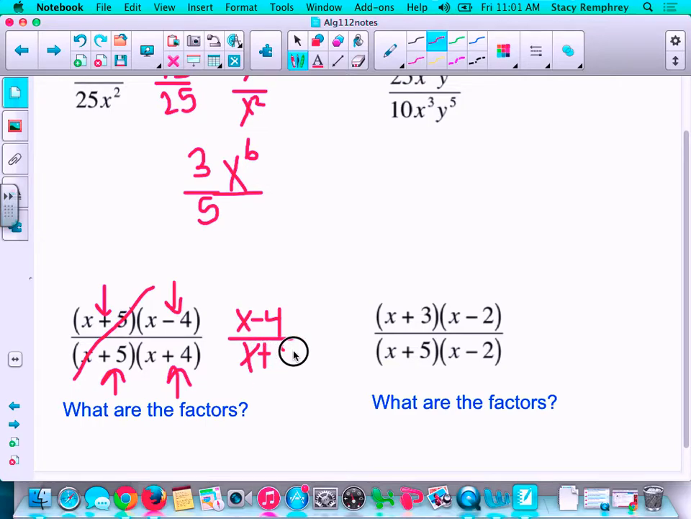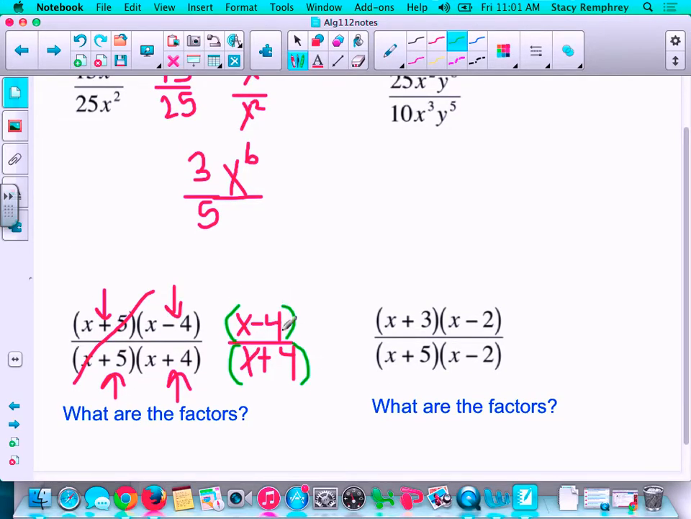Now, some of you might say, well, can I cancel the x's? No, those are terms. You cannot cancel terms. We talked about that before. It might help if you put parentheses around it. For some of my students in the past, that's helped as kind of like a force field to remind them I can't go in and cancel these x's and I can't cancel these 4's. This is your final answer of that simplifying.